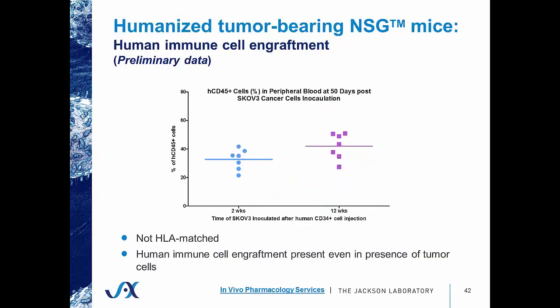On the flip side, we also looked at human immune cell engraftment by measuring human CD45 at 50 weeks post-inoculation. What we can see is that in both instances, human immune cell populations are present. Again, this is very interesting to us because these are not HLA-matched tissues, and we see this even in the presence of tumor cells. So tumor cells don't inhibit human immune cell engraftment.